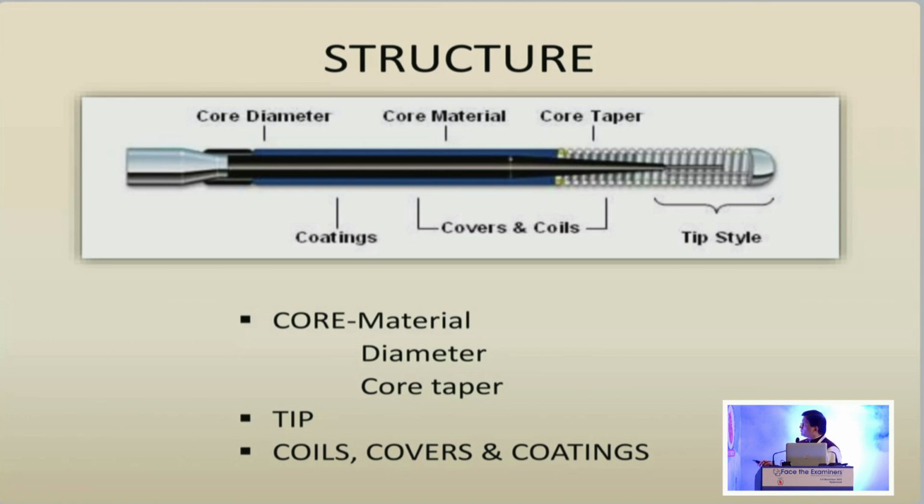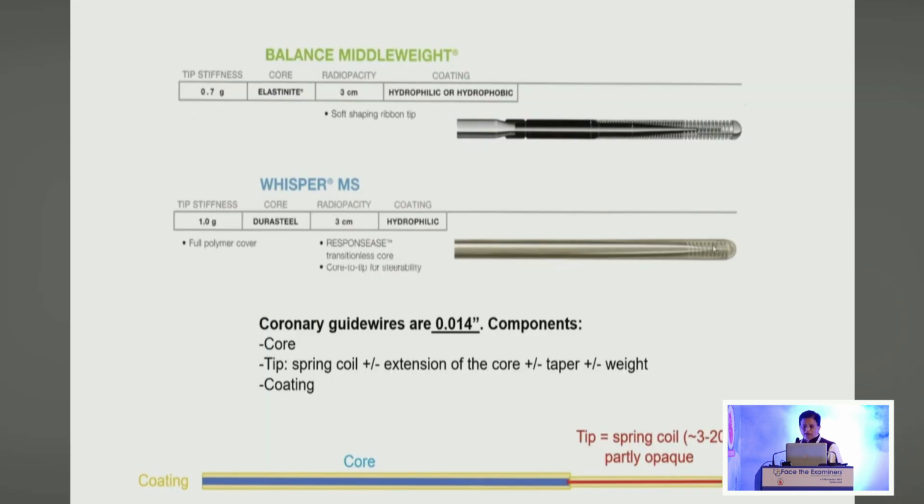So either the diameter can continue up to the tip, or the tip can be narrower. That means the 0.014 may come down to 0.010, 0.009, or it may come down to 0.011 also. So the tip again can be of the same size, or it can be a narrowed one also. There is again a reason for all those things, how it helps you in practice. And of course, the coating is the third thing.